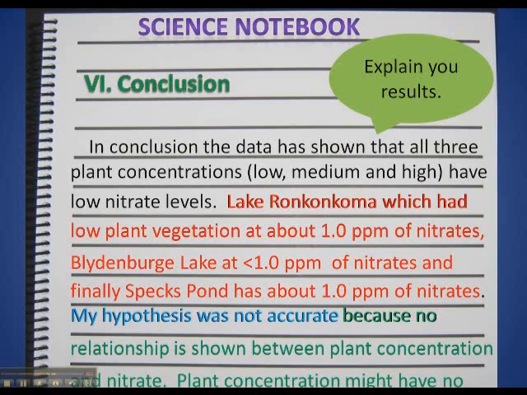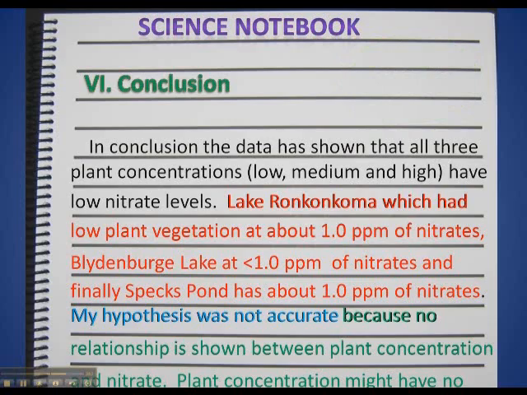In conclusion, the data has shown that all three plant concentrations, low, medium, and high, have low nitrate levels. Lake Ronkonkoma, which had low plant vegetation, had about 1.0 parts per million of nitrates. Blydenburg Lake had less than 1 parts per million of nitrates. And finally, Specs Pond has about 1.0 parts per million of nitrates. My hypothesis was not accurate because no relationship is shown between plant concentration and nitrates.